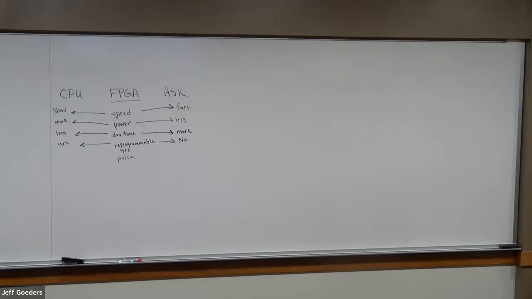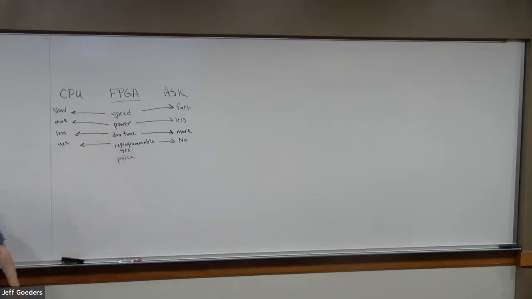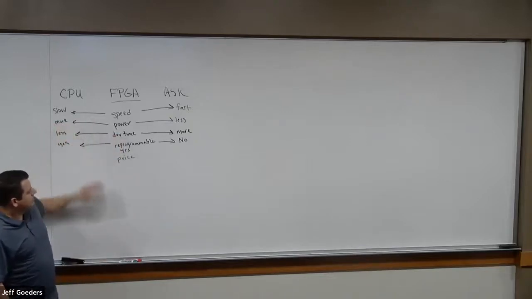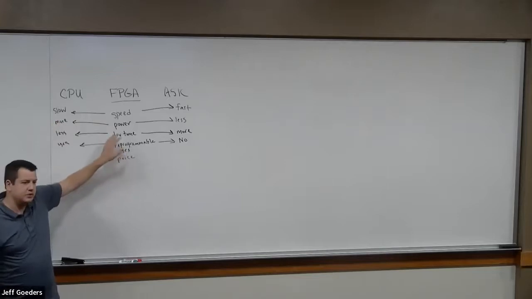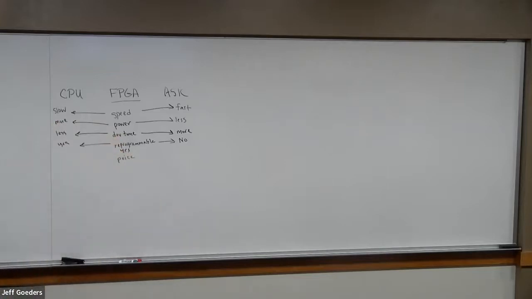So depending on your application, you have to look at the scale of all these things and decide what's important. And where the FPGA really shines is that it can be faster than software, but get you out the door and be more reprogrammable than building a custom chip. And it's better in smaller quantities. Okay, so, anything on that? Any questions, comments, concerns?